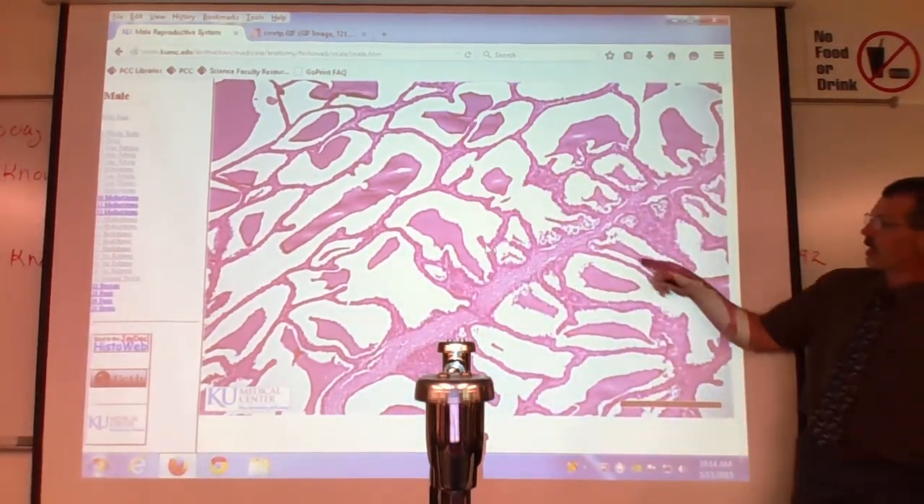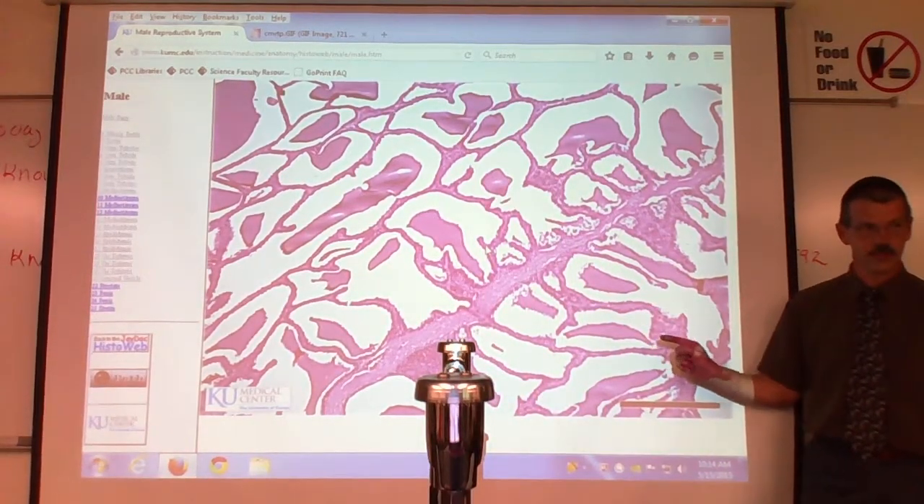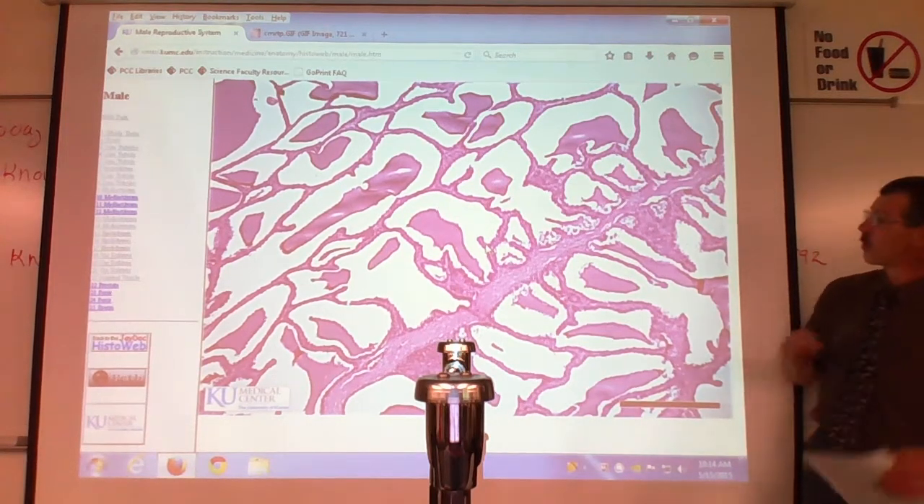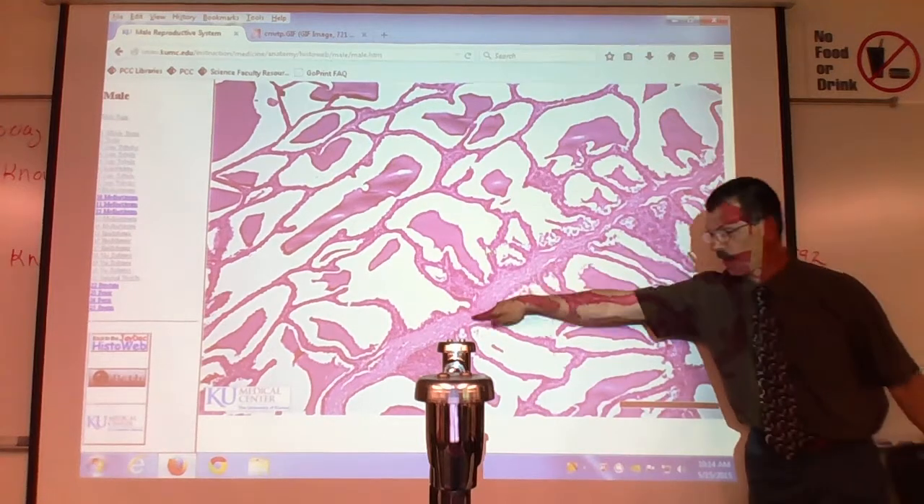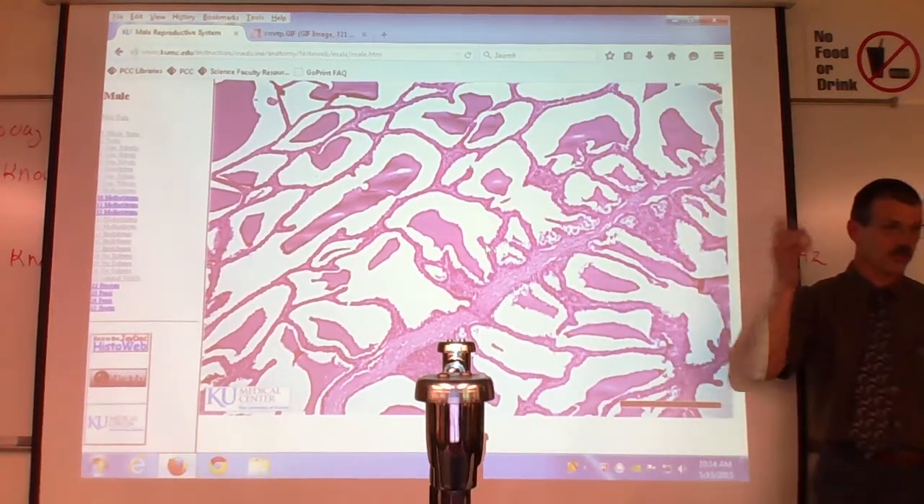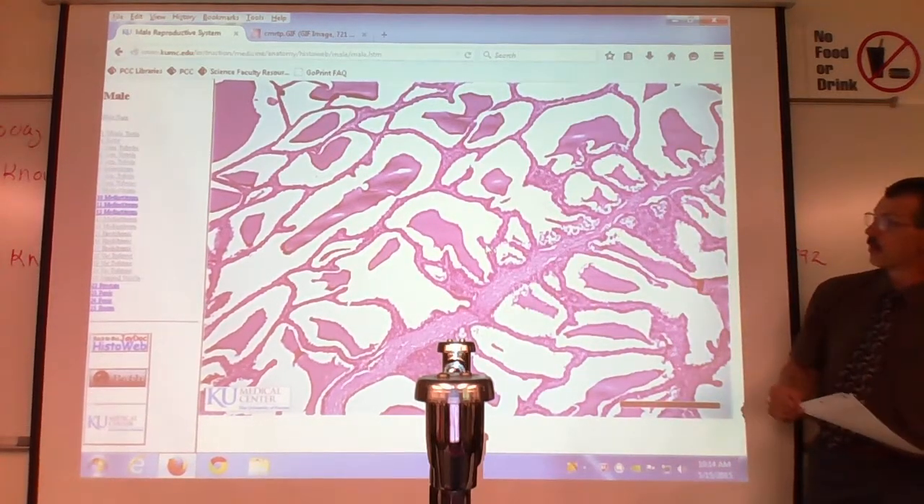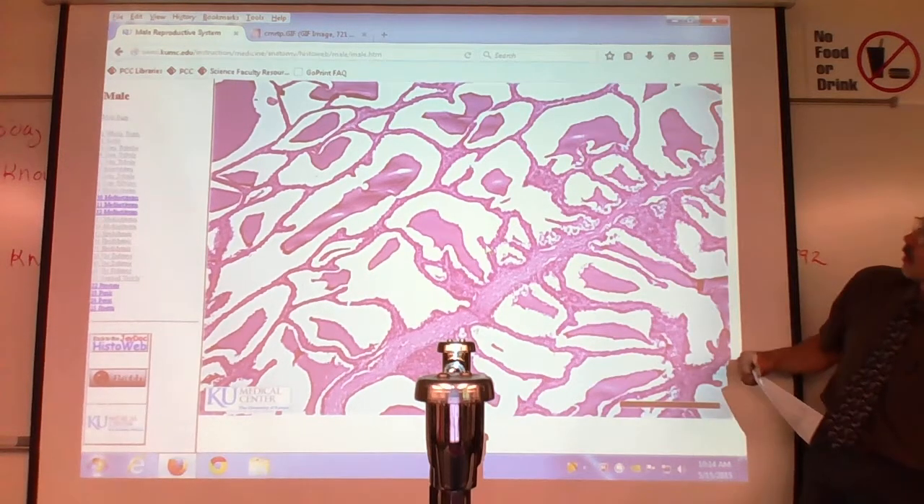So what do you think you call these folds? Mucosal folds. What do you think you call this red involuntary muscle running down the middle? Smooth muscle. Yes. What's the stuff that makes it look kind of glassy or glossed over?